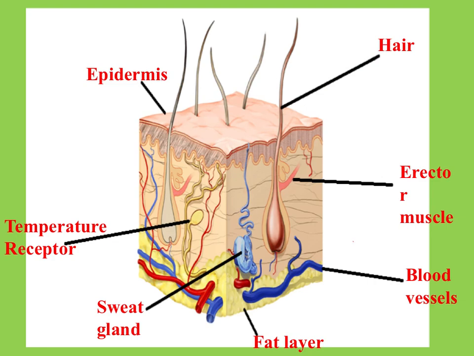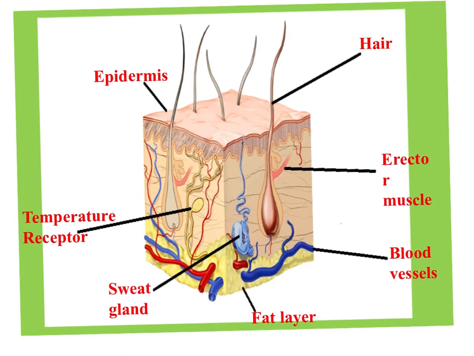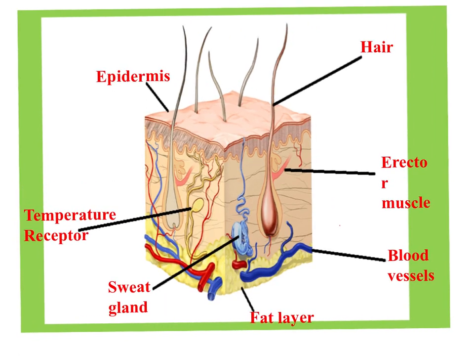So we have the layers of the skin then. We need to look at these and we need to remember them. Let me get my pointer. We have the hair. Your skin is covered in tiny little hairs, and they are vital to helping us maintain our body temperature. On our hair we have what is called the erector muscle. We like this one because of the word. The erector muscle relaxes or contracts to stand the hairs up on end or to lie them flat against the skin.